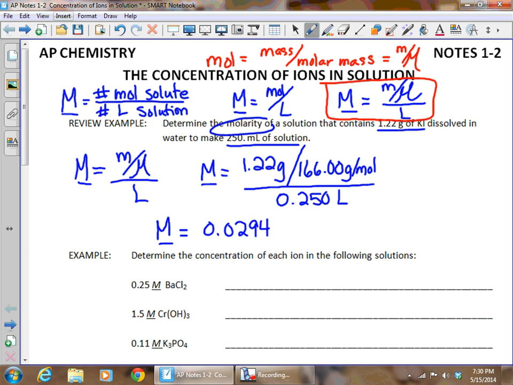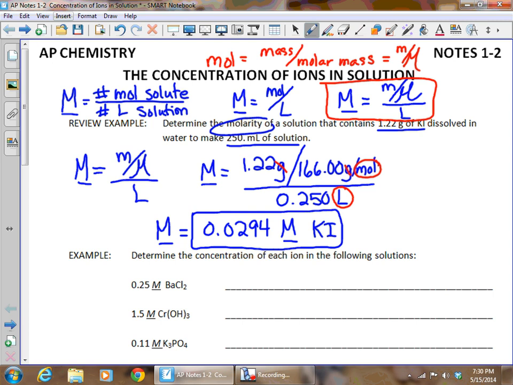Plugging that in our calculators, we come up with a molarity of potassium iodide of 0.0294 to 3 sig figs moles per liter. Look at what cancels. We're canceling grams, and all we're left with is moles per liter. And since we're reporting this officially, we're going to take moles per liter and change it back into the term molarity. Moles per liter is molarity. So 0.0294 molar KI. That's the molarity of our solution.